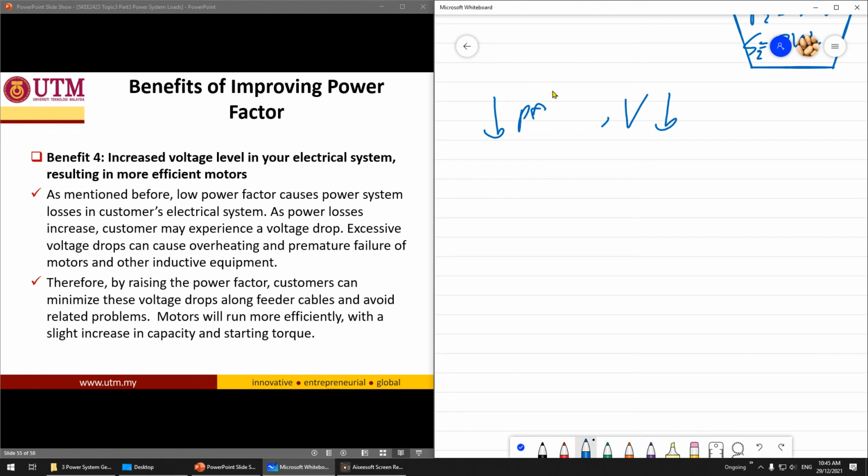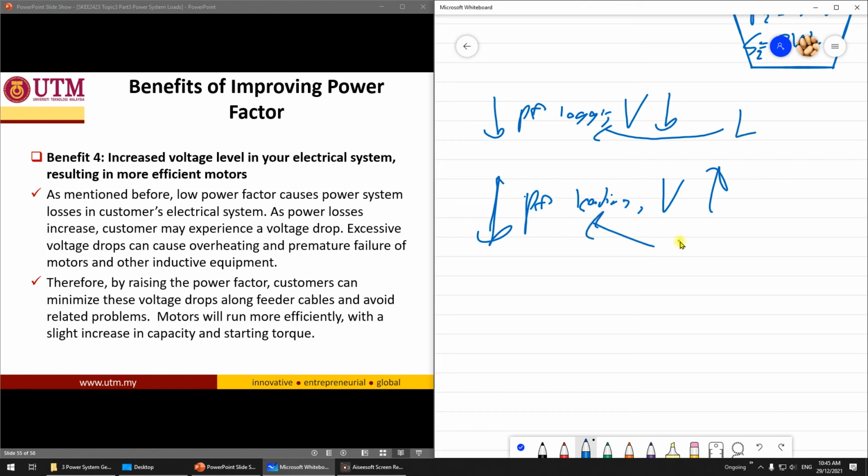So be careful, the low power factor is lagging. If you have a high, low power factor leading, we increase. So that is what is meant by that, but usually it is lagging because of the motor. The leading is caused by the capacitor, but this is rare. This one is the normal one.